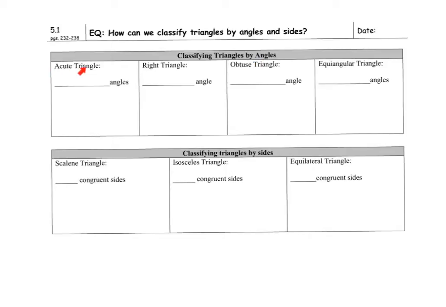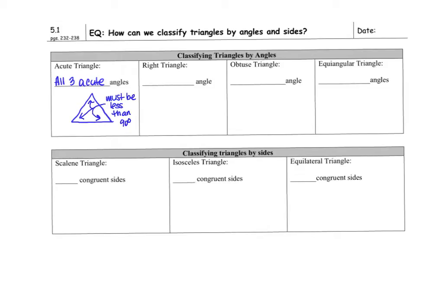Acute triangles are triangles that have all angles that are acute. So remember, acute angles are angles that are less than 90 degrees. So that means every single one of these angles would have to be less than 90.